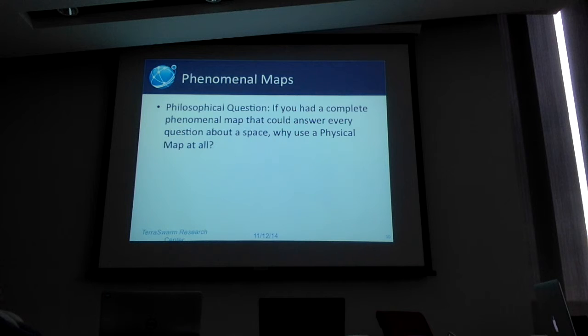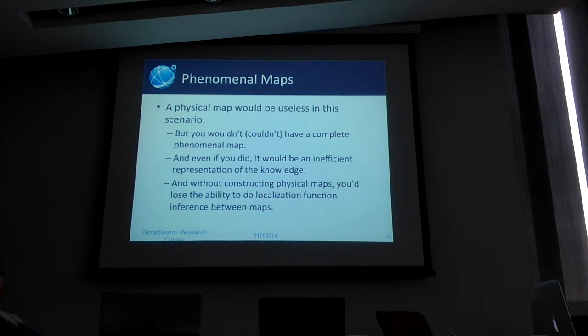So if phenomenal maps are so great, do we even need physical maps at all? I think that's a legitimate question to ask. And if you actually did have a complete phenomenal map of everything that you might ever want to ask, then I agree, there's really no reason that you would want to have a physical map. But this isn't A, likely to happen, and B, I'm not sure if it's possible. I think mathematically it's not possible to be able to establish everything here. And at the very least, if you did, it would be an inefficient representation of your knowledge.